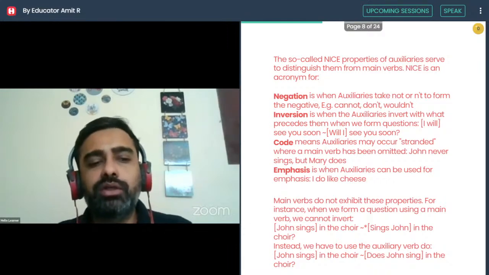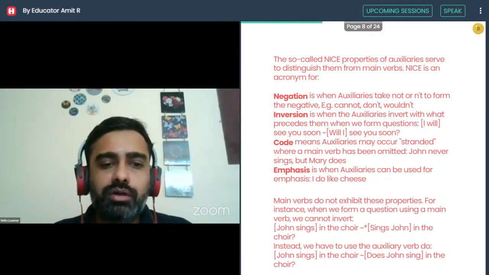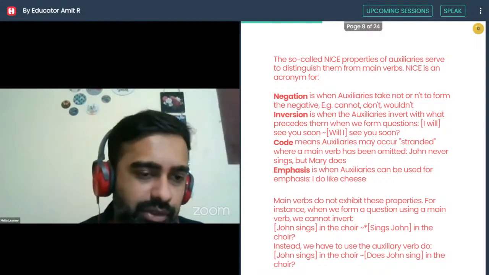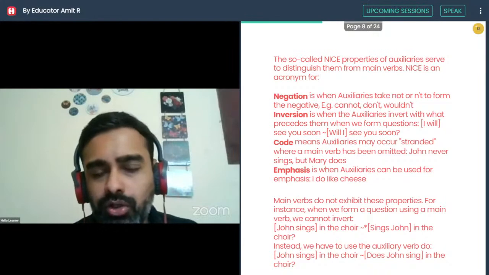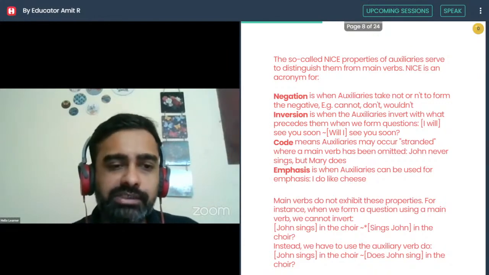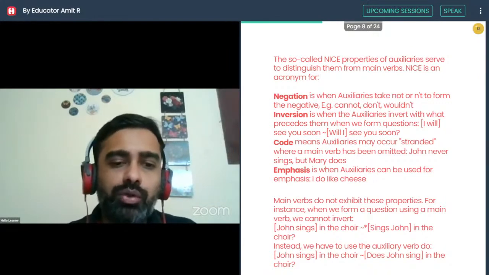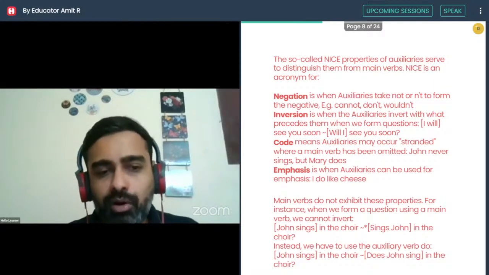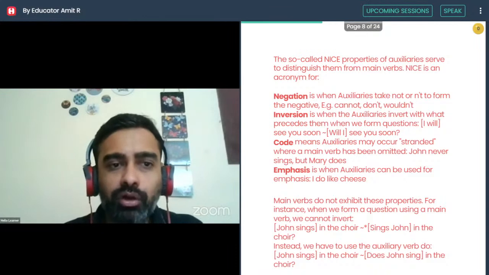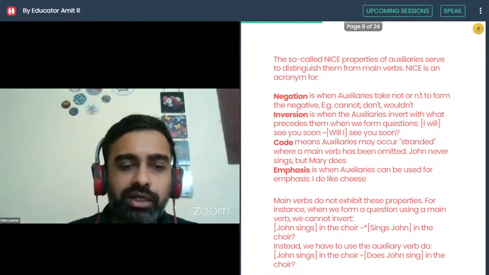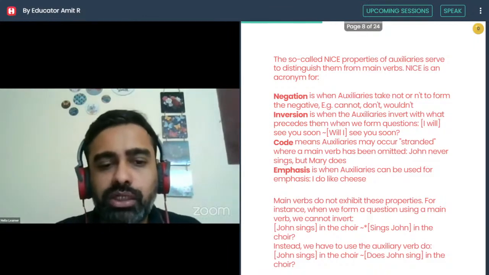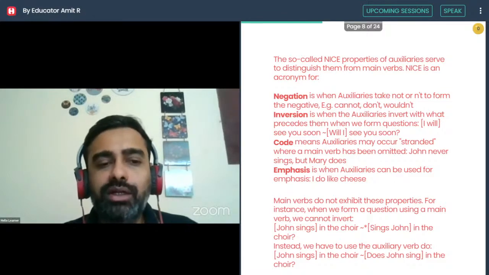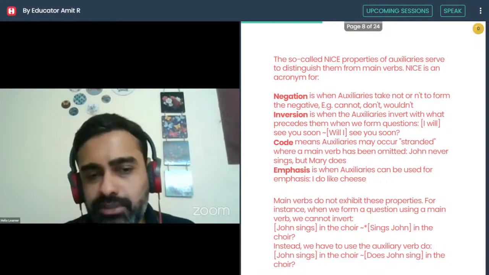Which cannot be done with the main verbs. The last example is a very good example. John sings in the choir. Choir is the church group which sings, right? So John sings in the choir. We cannot say sings John in the choir. In order to form a question, we'll need to use the auxiliary, do or does. Does, in this case, obviously, one person. So does John sing in the choir? That's a quality that main verbs do not exhibit.